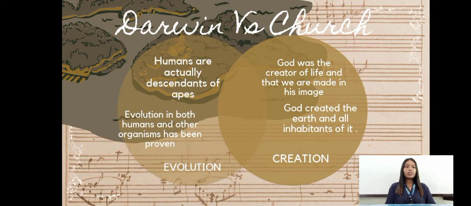Darwin versus the Church. According to Darwin, humans are actually descendants of apes. But according to the church, God was the creator of life and we are made in his image. Darwin said that evolution in both humans and other organisms has been proven. But the church said that God created the earth and all inhabitants of it. Darwin focuses on evolution while the church focuses on creation.